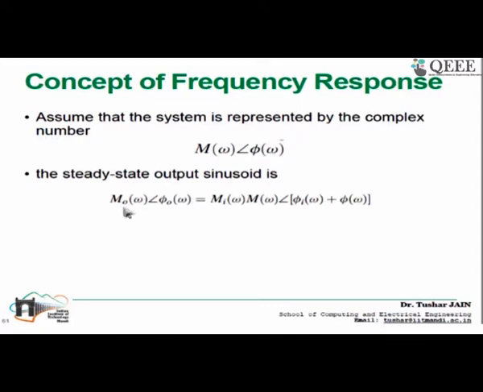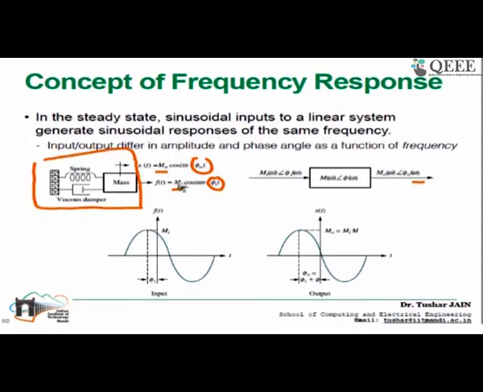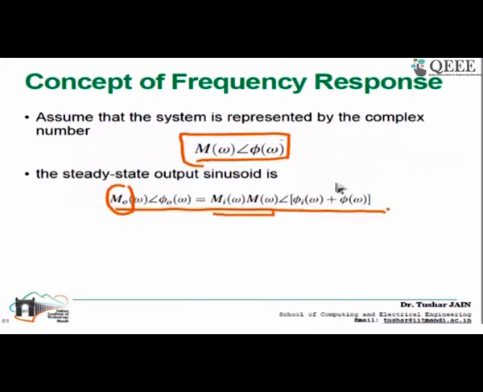So the steady state output is basically given by this thing, where this M_O is modified to the multiplication of M_I and M, where M is basically your system. If you see in the last slide, this system can be represented as M of omega and the phase of omega. So the output phase is the summation of two things: the initial phase angle and the phi which is induced by the system itself. And the magnitude of the output signal is the multiplication of the magnitude of the input signal with the magnitude of the system itself.